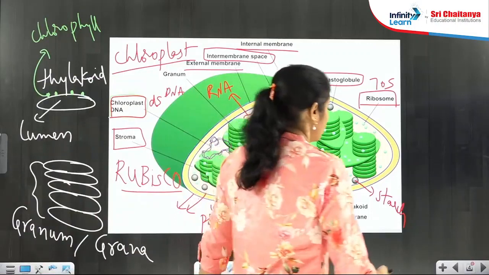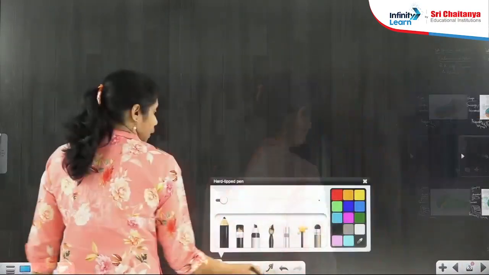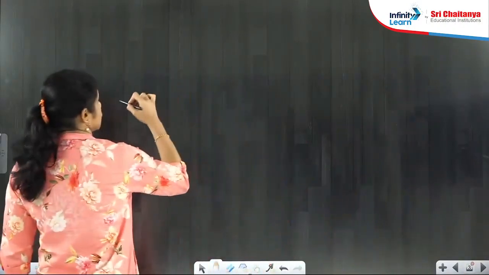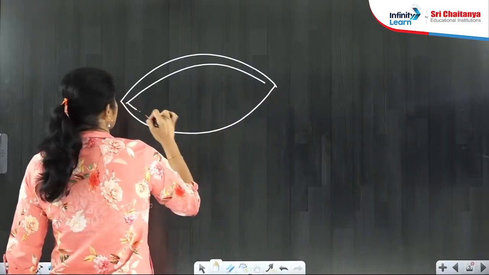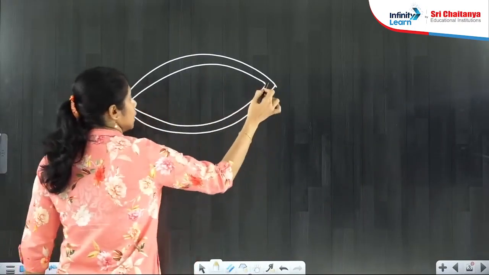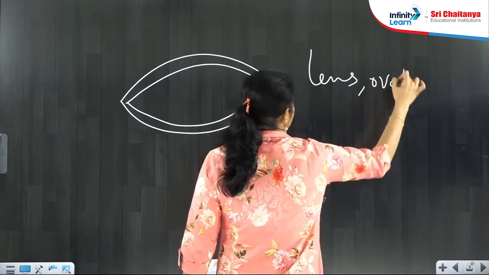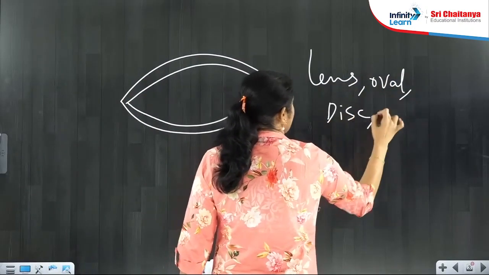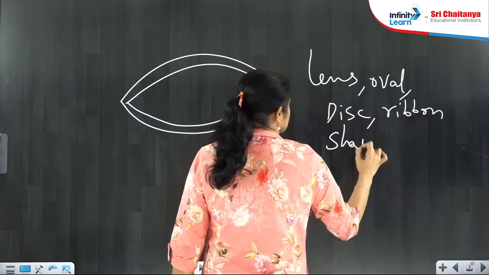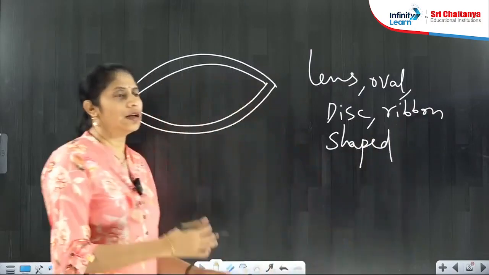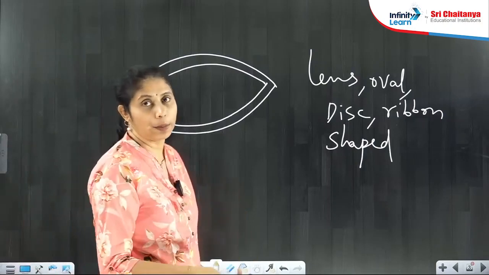So, what is a major function that is performed by the chloroplast? You can see here, the basic structure will be looking like this. Isn't it looking like our eye lens? So different shapes are there, like lens shaped, oval shape, disc shape, ribbon shaped. This many shapes are there for the chloroplasts. And even the number of chloroplasts will be different from one type of cell to another type of cell.